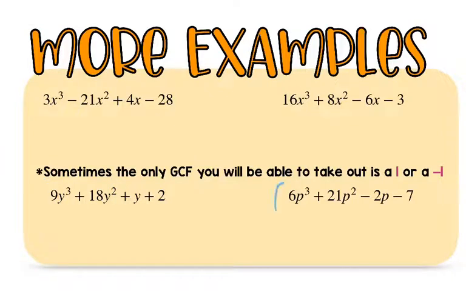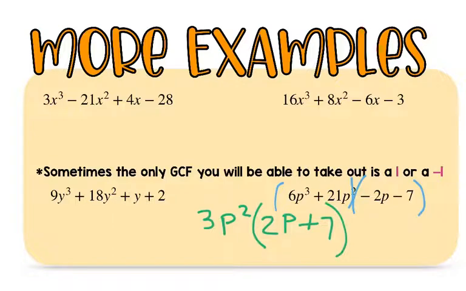So last one, let's section it off into our 2 groups and start taking out a GCF. So in the first group, I can take out definitely a p squared. And I thought first maybe I could divide them both by 6, but 21 does not divide by 6. But there is another number that both of them can be divided by, and that would be 3. I can divide both of these by 3. So let's take out a 3p squared, and what would be left is 2p plus 7. And that looks pretty good.